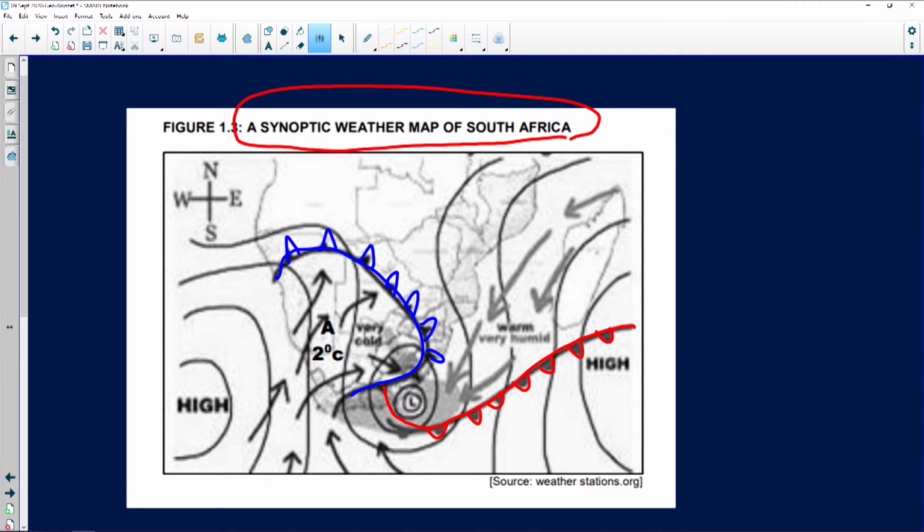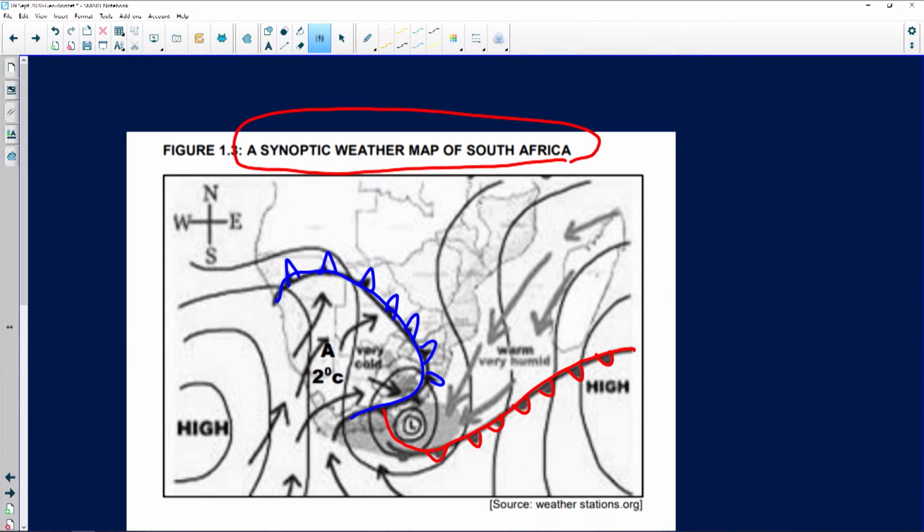Now, when we look at mid-latitude cyclones, what do we know? A cyclone is a low pressure system. As you can see, there's the low pressure system being indicated over here. Beautiful low pressure system. What do we know about low pressure systems in the southern hemisphere? It's a clockwise circulation of air.